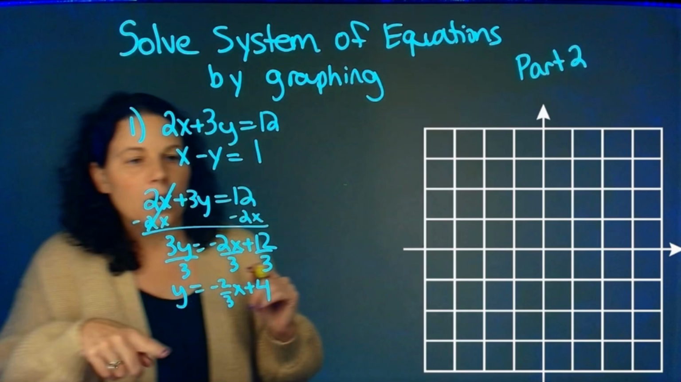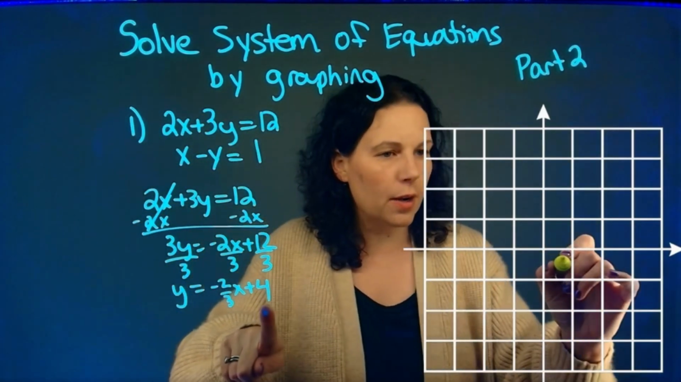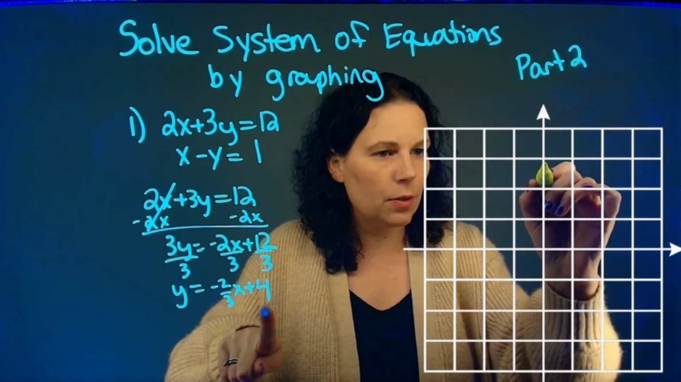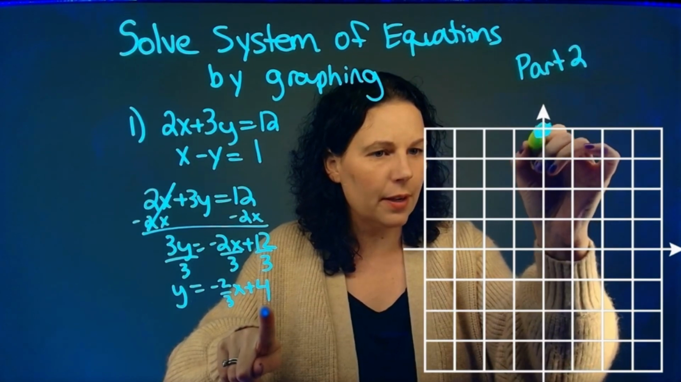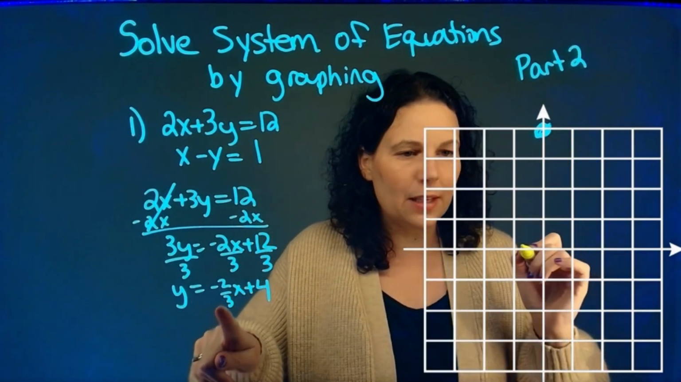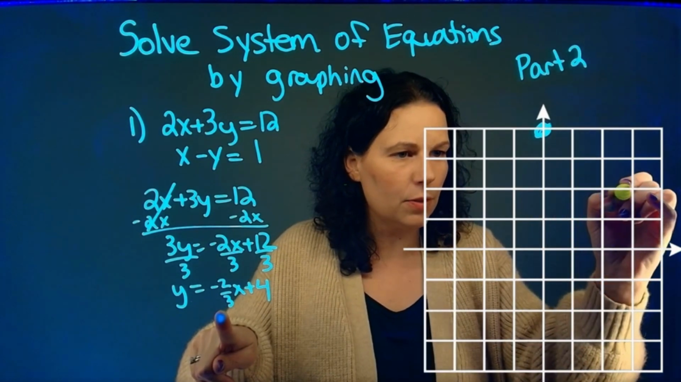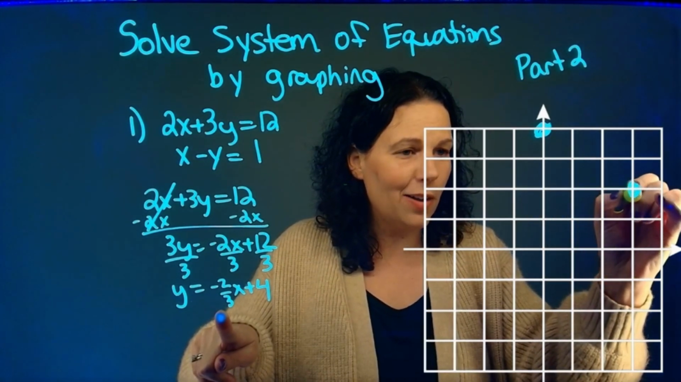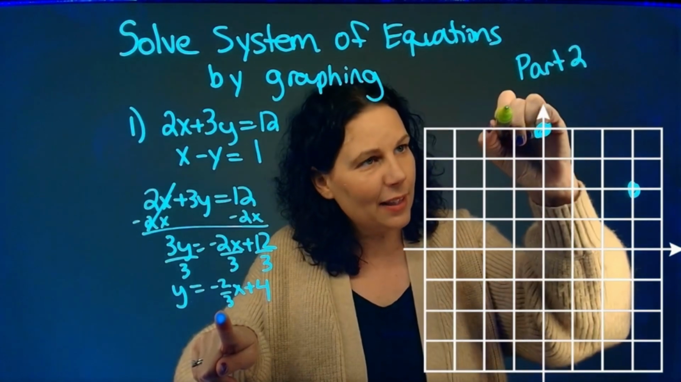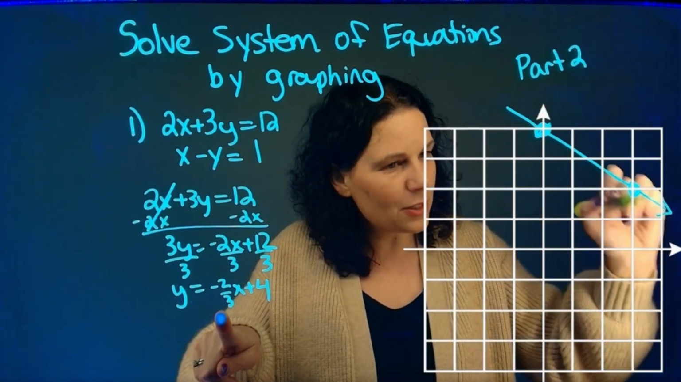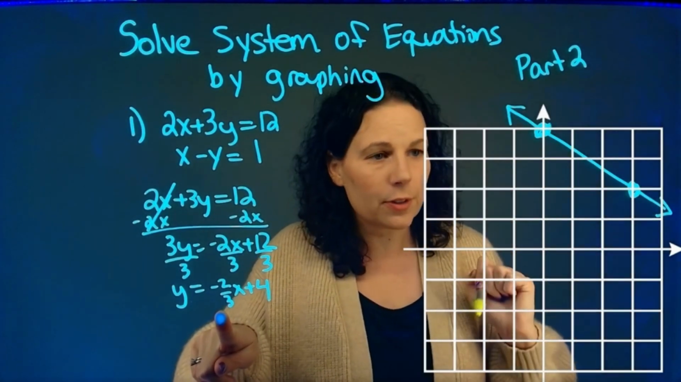All right, so we're going to go up to 4 on our graph. 1, 2, 3, 4. Put a dot right there. Then our slope is negative 2/3. So go down 2 and over 3. That is all I can get to fit on this graph. And then connect the dots. Sometimes I do it later, but you really should do it first.